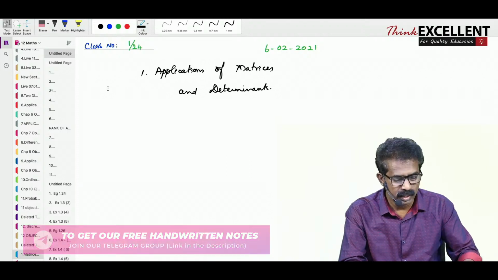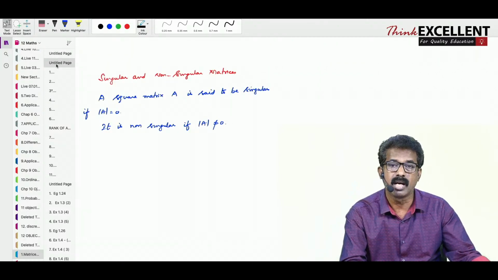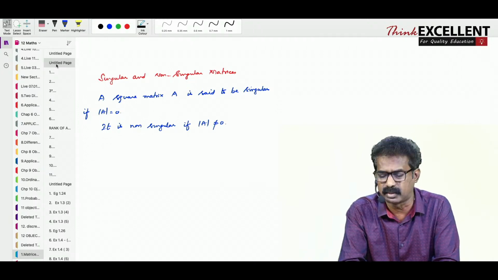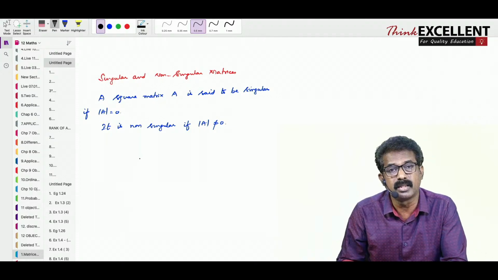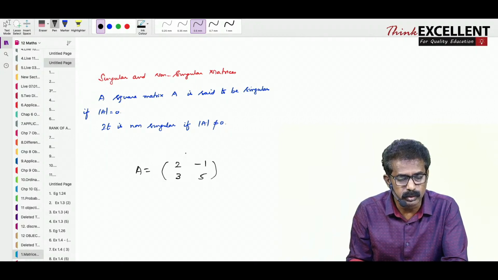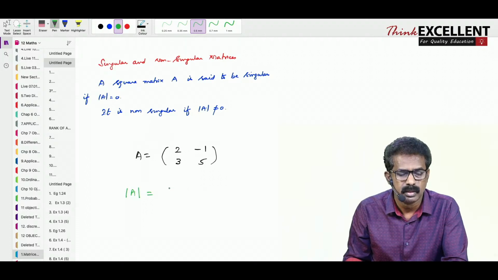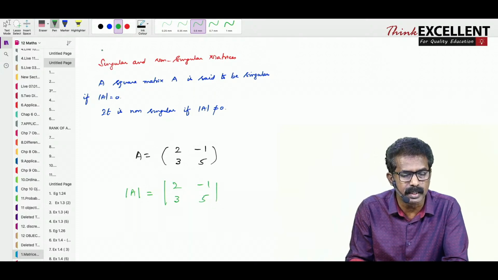Okay, for that, the first definition we are going to see is singular and non-singular matrices. Singular and non-singular matrices. When a matrix is given, how do we find whether it is singular or non-singular? With the matrix you can't do anything, right? Suppose they are giving a matrix, say A equal to 2 minus 1 3 5. To check whether it is singular or not, you find the corresponding determinant. 2 minus 1 3 5. So you know how to expand it, right?